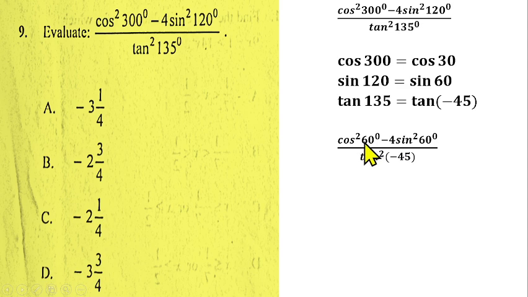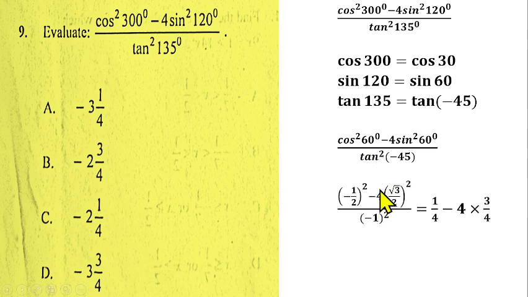So if you know the trigonometry of special angles, cos 60 degrees will be 1 over 2, not minus 1 over 2. Cos 60 degrees will be 1 over 2. So then you now square your answer. Minus 4 into sine 60 degrees will be 3 over 2. You now square that as well, over tan 45 is 1, so you have minus 1 squared as well.